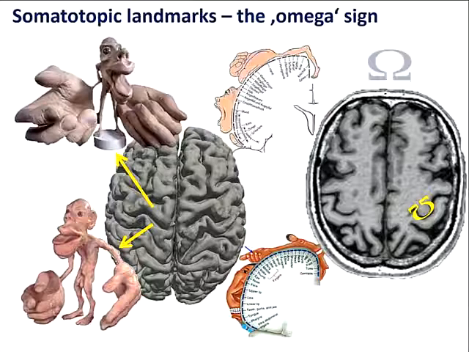So we are within the central sulcus, and we are already down to a functional unit. This is the hand region. It has been shown in functional imaging studies that the hand region is typically located over here. Now you can just localize it based on the macroanatomy.